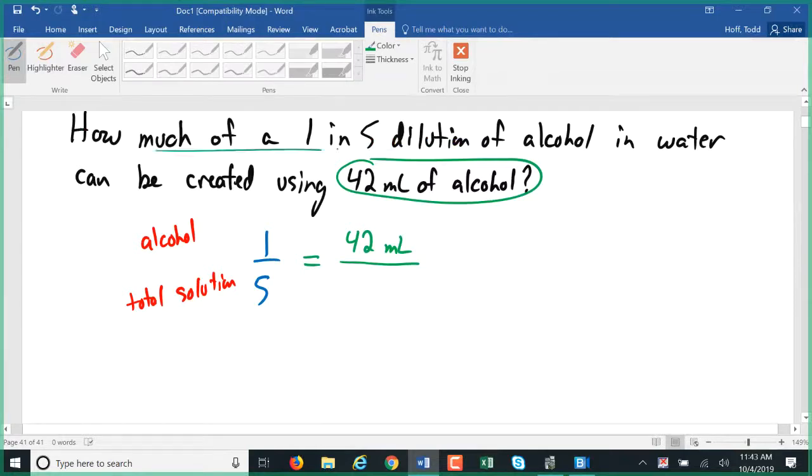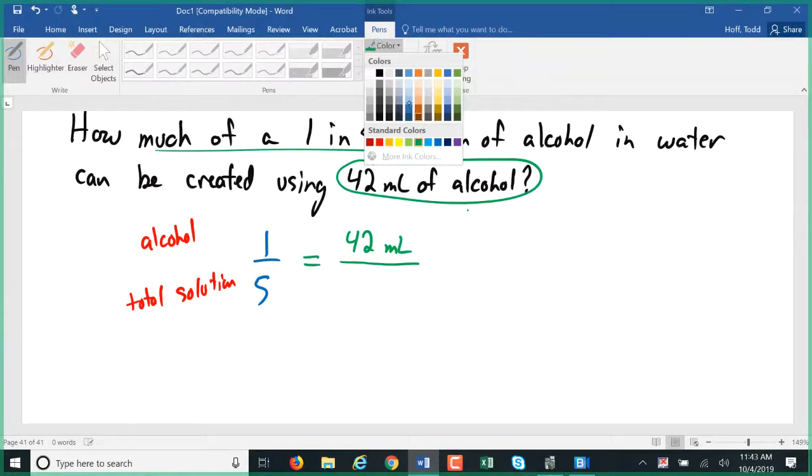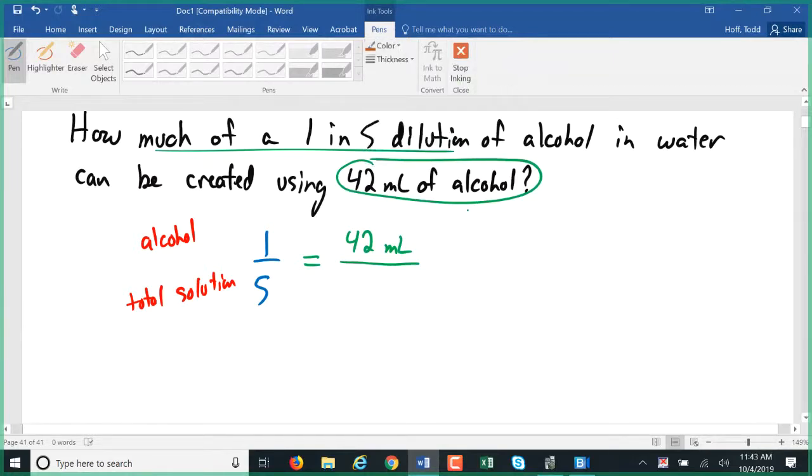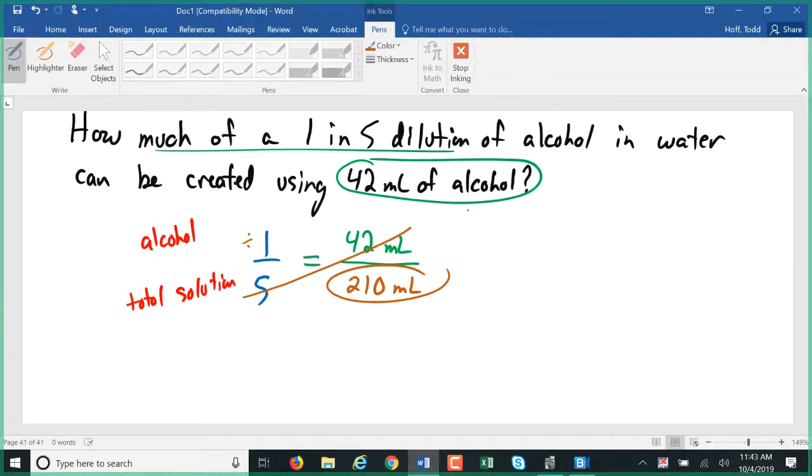We want to know how much of that dilution. When we're asked how much of a certain dilution, that is asking how much total solution. The dilution itself is referring to the total solution. So we'll cross multiply. 5 times 42 is 210 divided by 1 is 210 milliliters. So we can create 210 milliliters of that 1 in 5 dilution using 42 milliliters of alcohol.